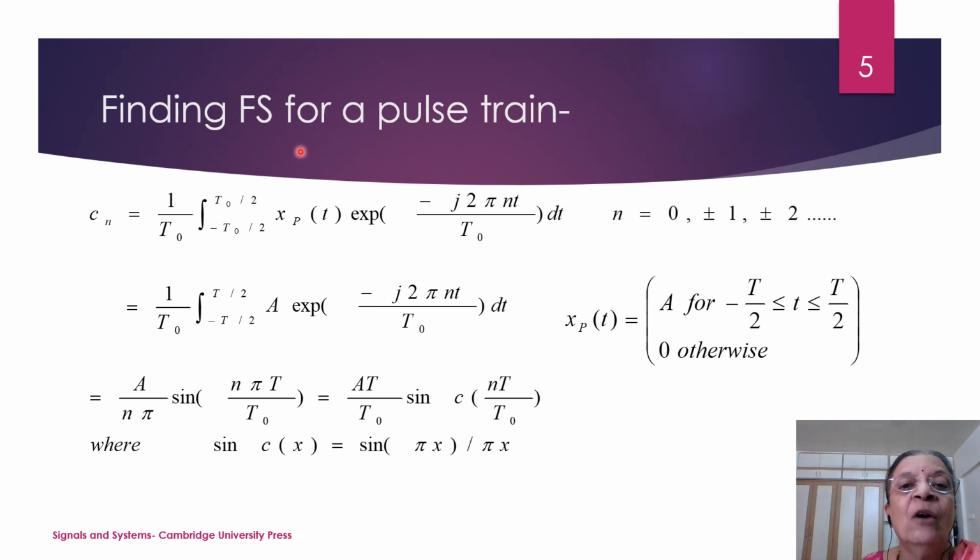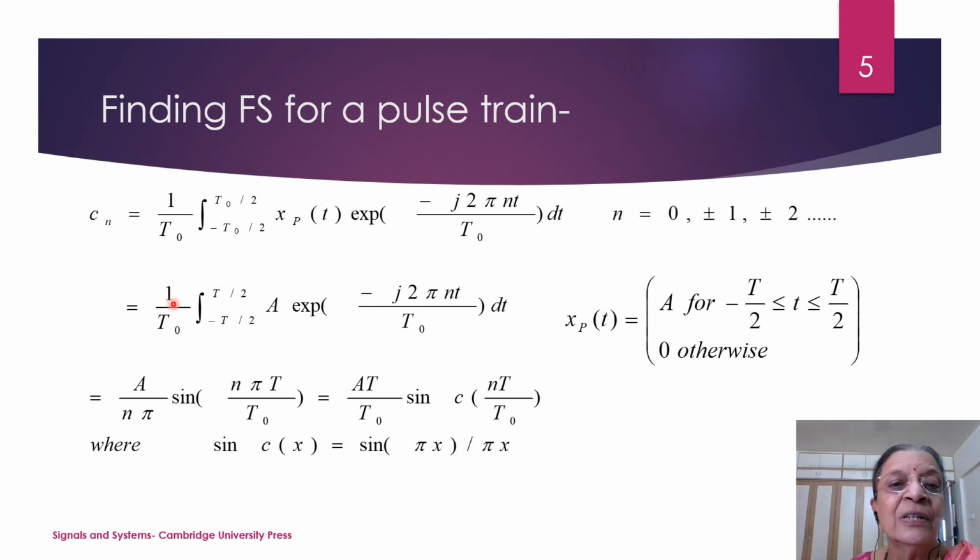Okay. Now let us see how Fourier series can be represented. So we write the corresponding coefficient Cn, and we use directly the formula: Cn is equal to 1 upon T0, that is the period, and you have to integrate over the complete period, so minus T by 2 to T by 2, xp(t), this is the periodic pulse train, times e raised to minus j 2 pi n t upon capital T0, where n will run from 0, plus or minus 1, plus or minus 2 and so on up to infinity.